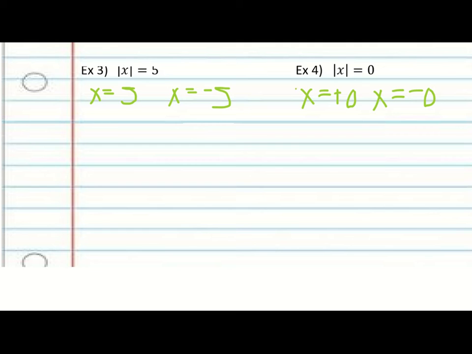So on this one, we're not going to set 2 zeros of positive and negative. We're just going to say that x is equal to 0, because the only time that we are 0 units away from 0 on the number line is when we are at 0 itself. So example 4 is the only time you're going to get one solution for absolute value problems, only if the absolute value is equal to 0.